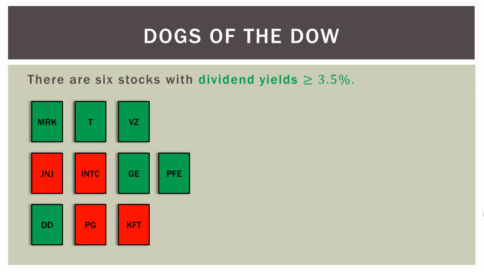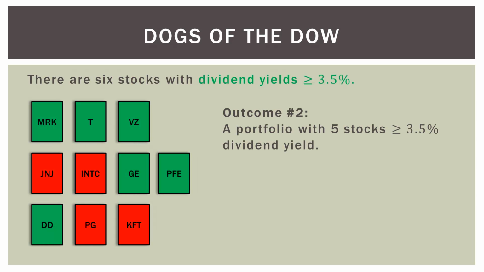Now let's consider the other one. A portfolio with all 5 stocks having a dividend yield greater than or equal to 3.5%. And this is really easy. It's just 6 choose 5. All 5 of our stocks have to have this yield. There are only 6 of them that do so. So we're choosing 5 from a total of 6. So 6 choose 5 is 6.